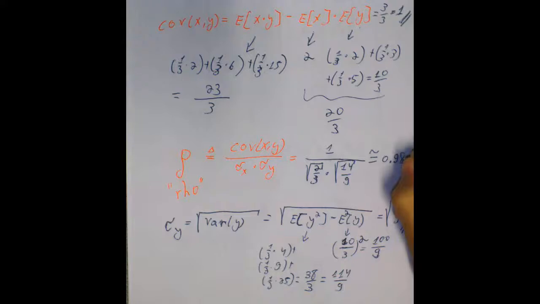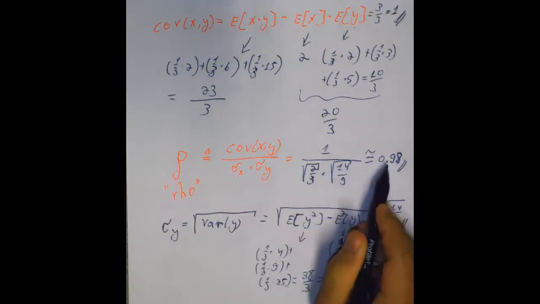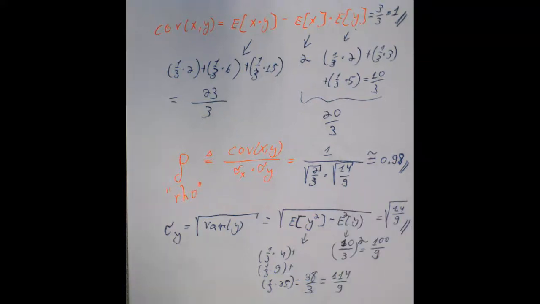Okay, like I said, at this point, I really would like to shift from fractions to decimal point, simply because this is as far as I can go without a calculator. So the answer is very, very close to 0.98. The question is, what does it tell us?